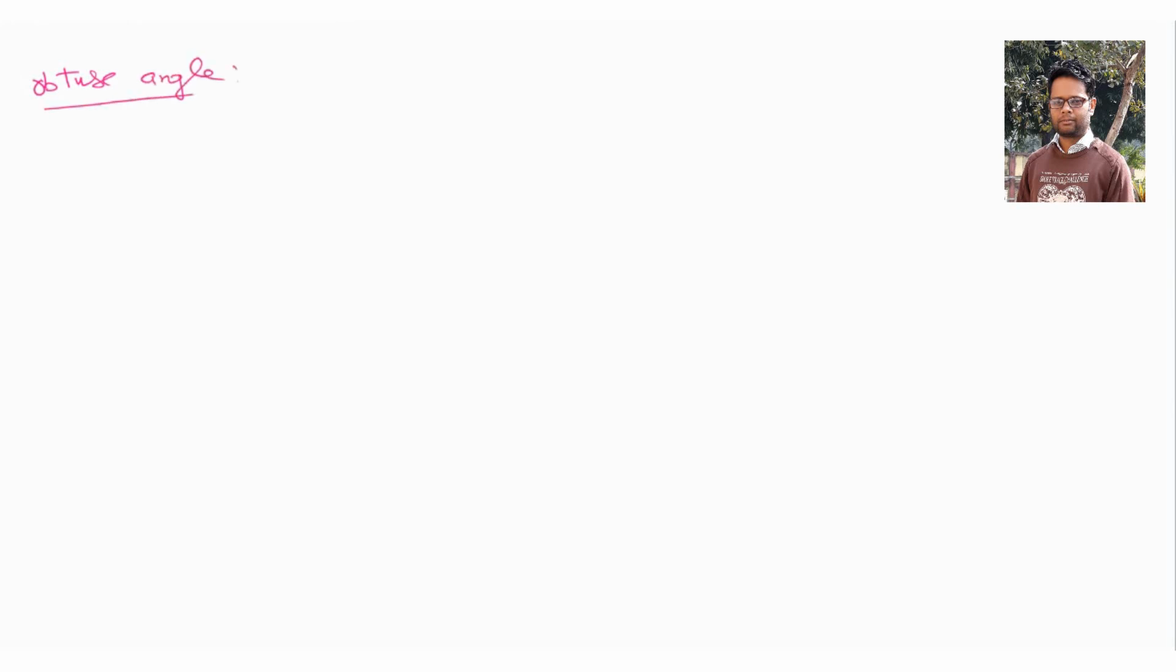Obtuse angle is a very easy angle. More than 90 degrees. If it is 120 degrees, this is also 120 degrees. Some angles are 150 degrees. So we can say it's an example of obtuse angle. An angle of more than 90 degrees but less than 180 degrees is known as obtuse angle. If the angle is between 90 and 180, then we can say it's an obtuse angle.